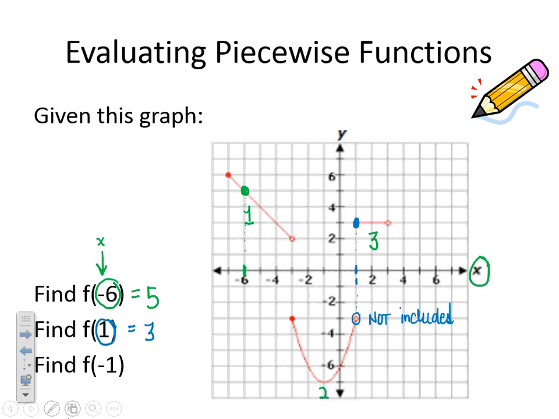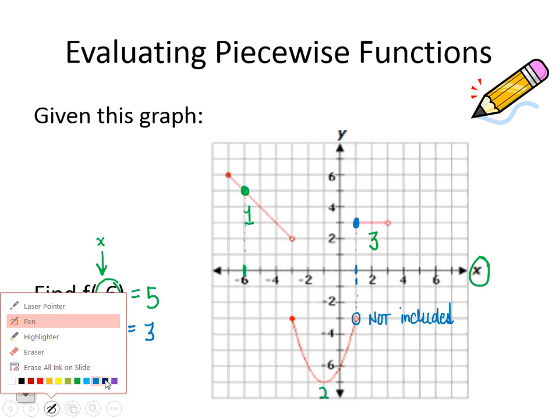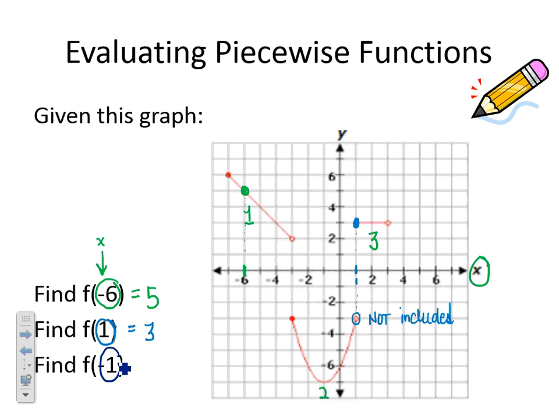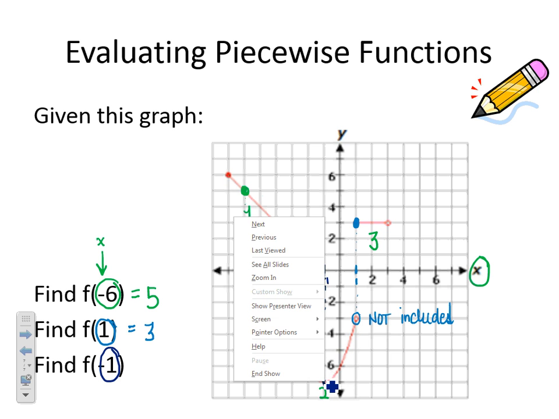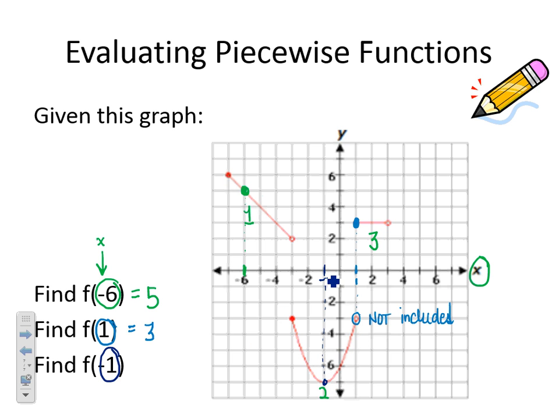Okay? Now I need to go ahead and try f of negative 1. So I go to negative 1. There's no function up here, so I'm going to go all the way down to this point. And on the second function, negative 1 happens to hit whatever value this is, and that would be negative 7.